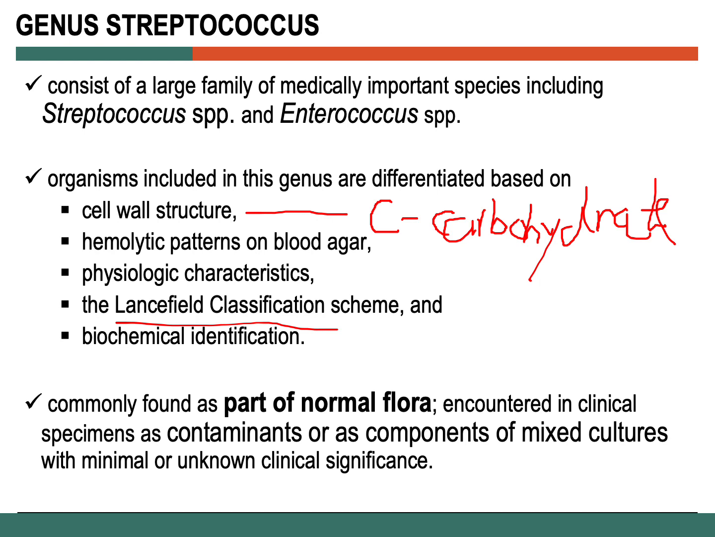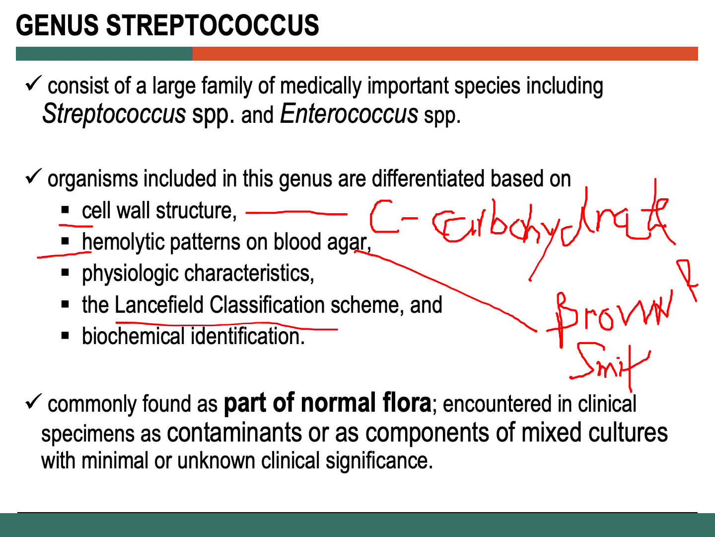We also group Streptococcus by hemolytic pattern. So remember your alpha, beta, and gamma hemolysis. We call this grouping for beta and alpha hemolysis the Brown and Smith classification. So for hemolysis, Brown and Smith classification, while for cell wall structure, you have the Lancefield classification. We also group them according to physiologic characteristics like temperature and biochemical characterization.